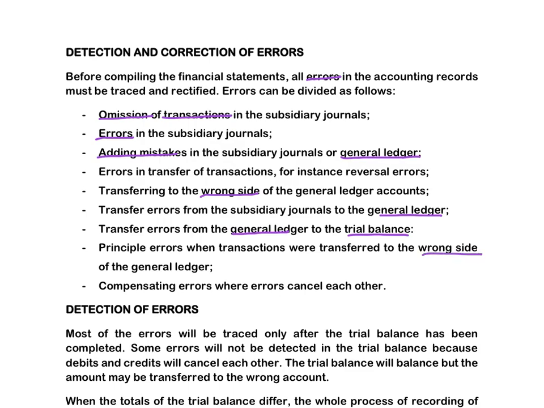Compensating errors where errors cancel each other. That is, for instance, you buy stationery and you record it as packing material. So you put it on the debit side of an account that is correct, but it's on the wrong account.